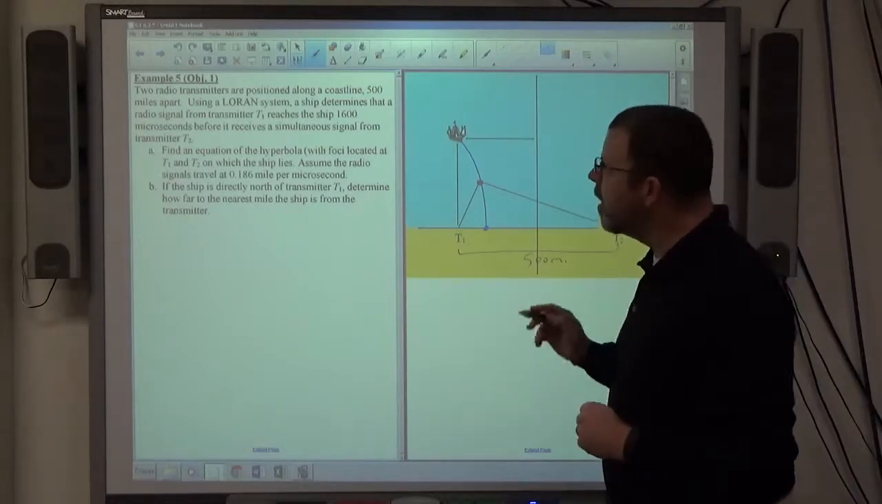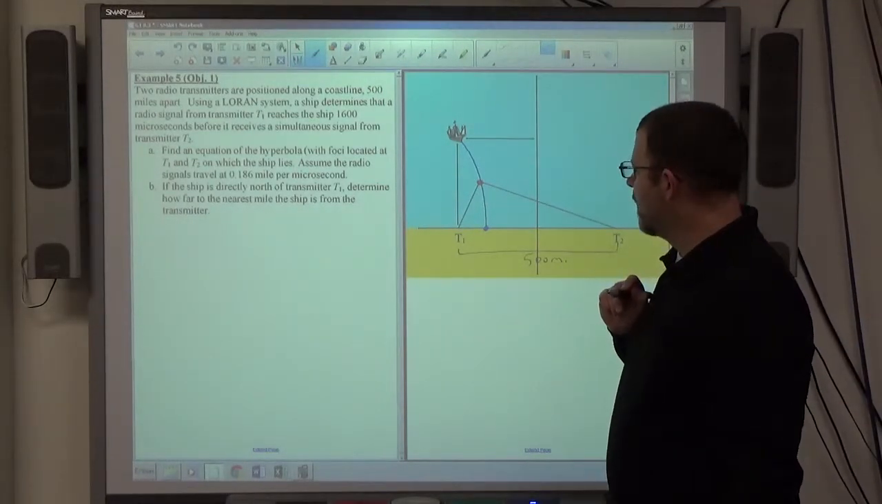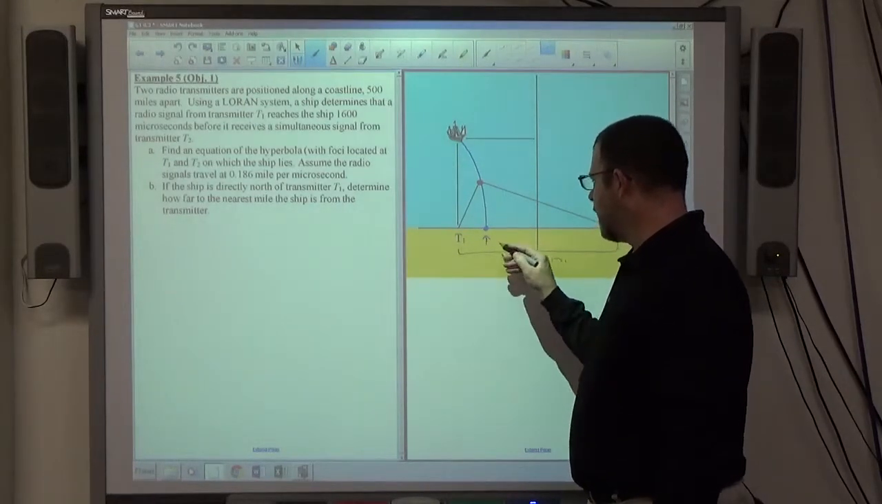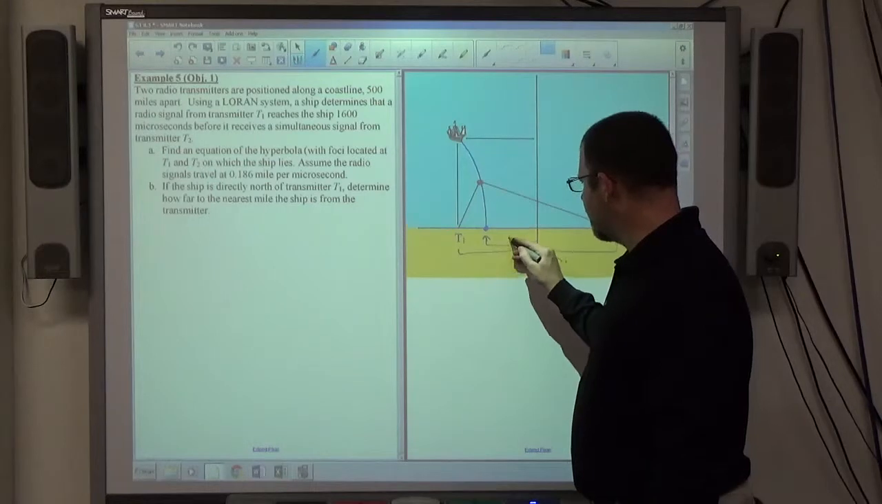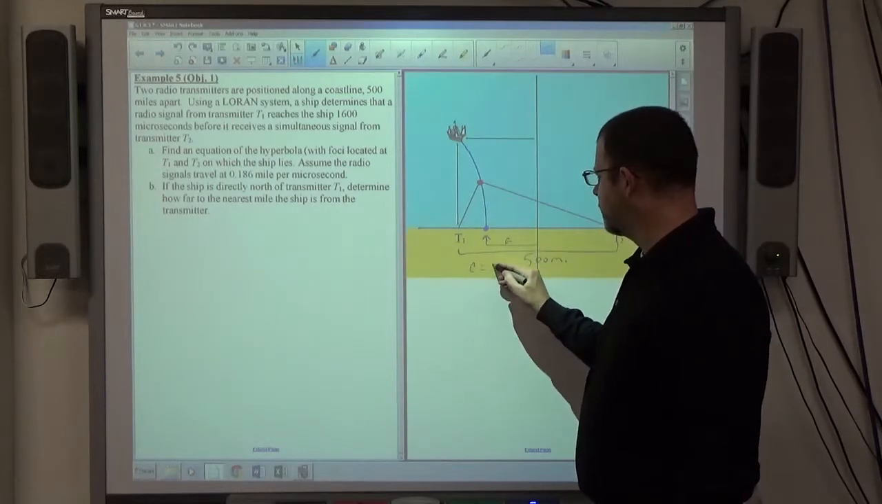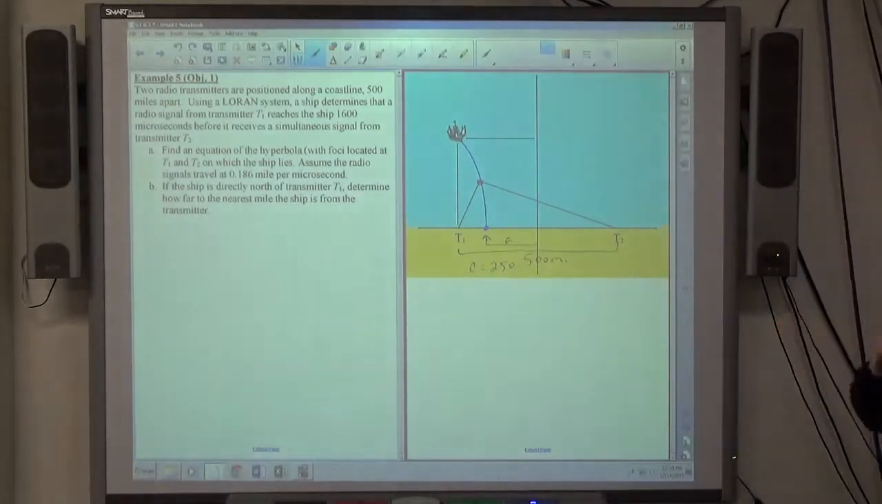Okay. So the first thing I want to do is establish what A is. So from here to here is A, right? We already know that C is equal to 250, since the transmitters are the focal points. So half of 500 is 250.